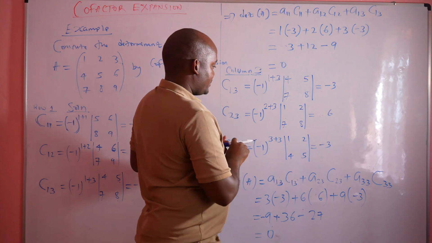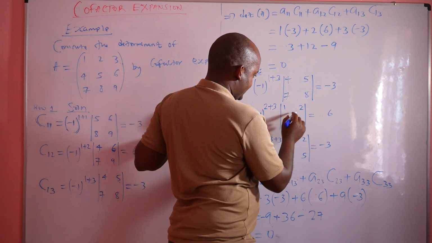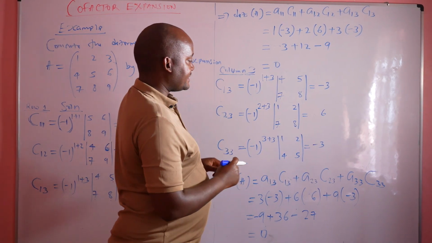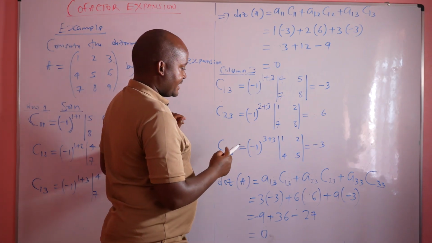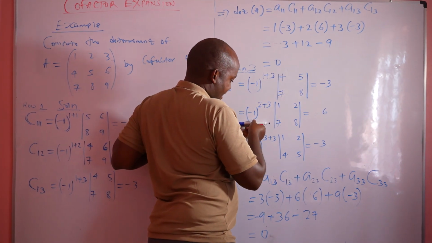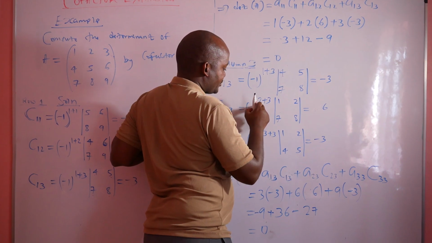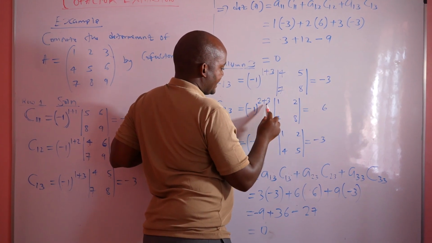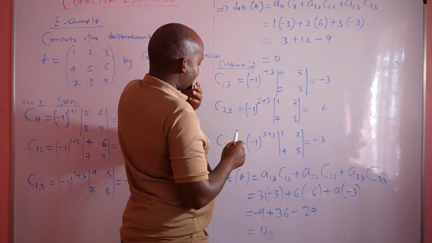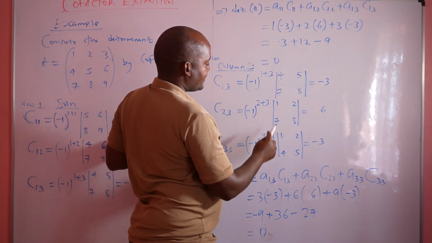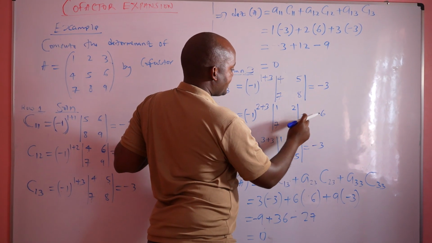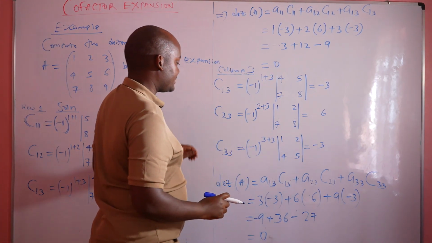That's why we are saying that should you multiply this times this minus this times this, it is supposed to give us -6. But -6 will be affected by this -1 raised to the power of 2 plus 3, because you know that 2 plus 3 is equal to 5. So -1 raised to the power of 5, you get -1. So -1 times -6, you get +6.